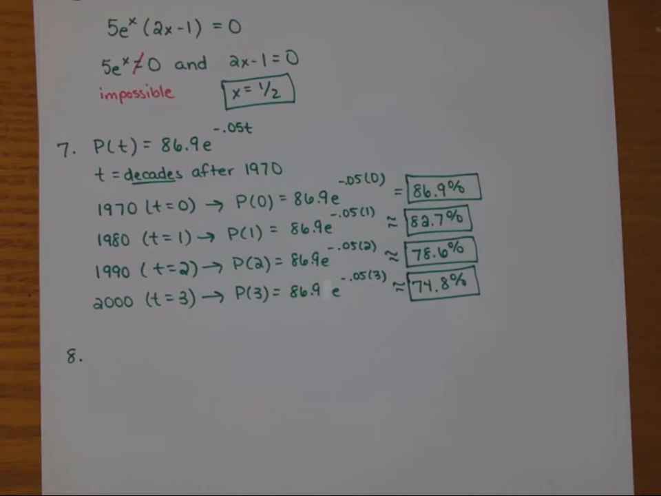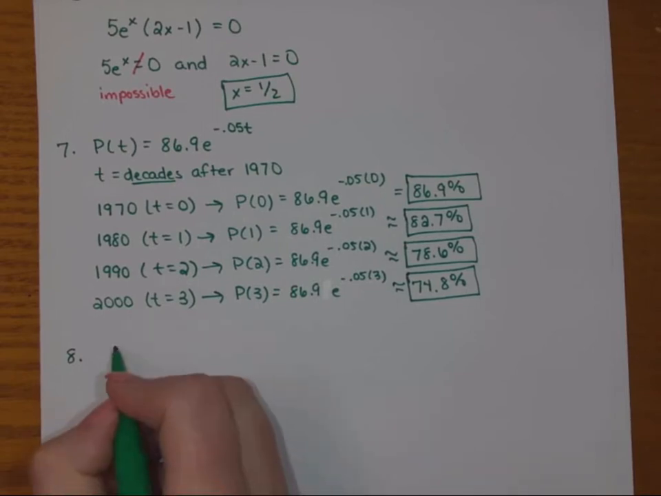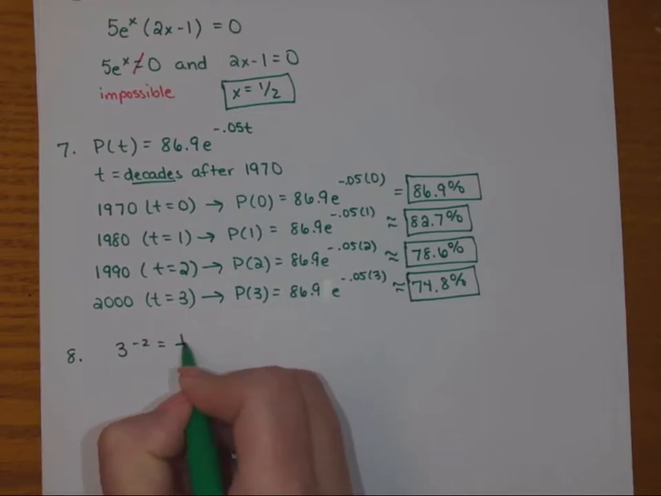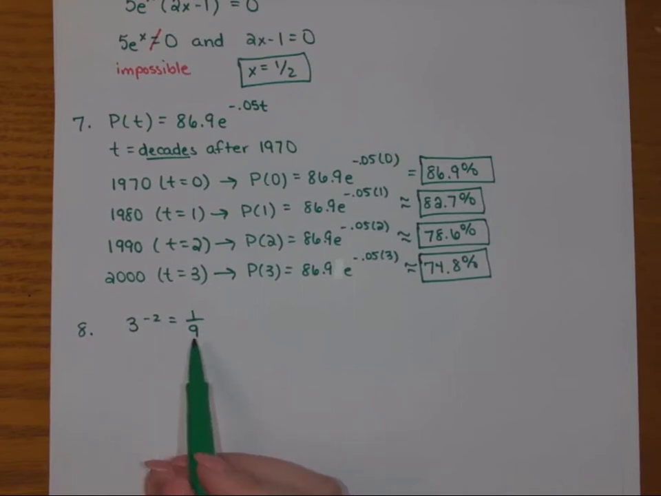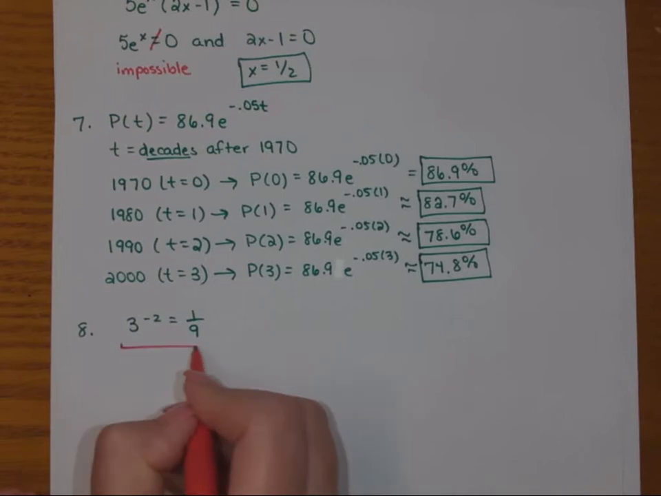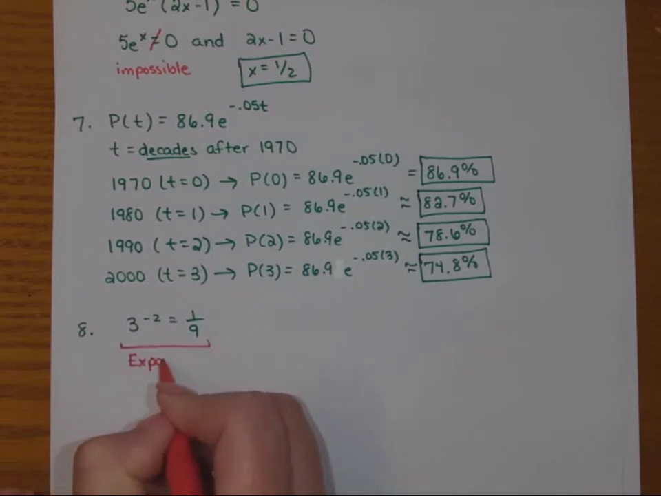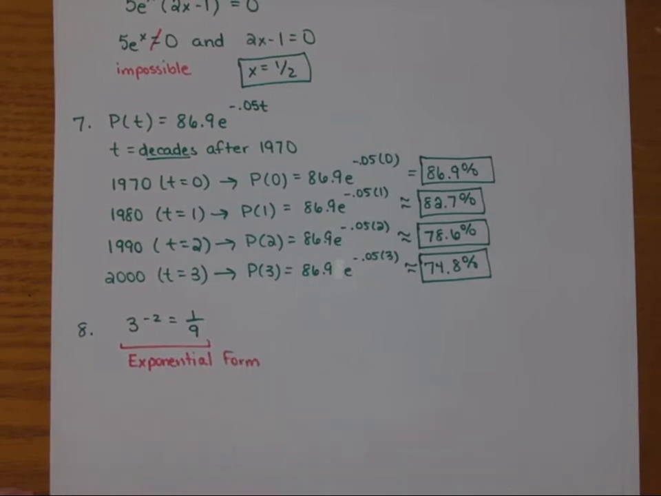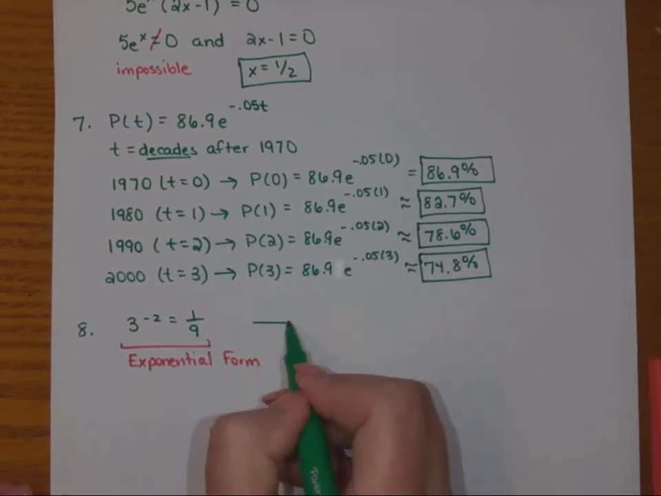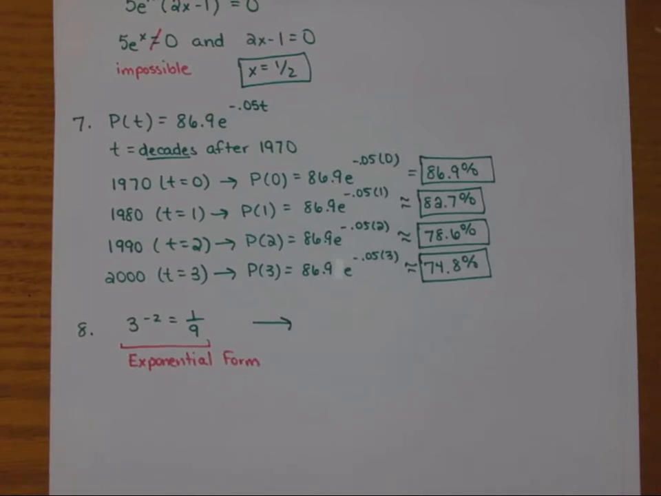All right, so number 8 is when we start talking about logarithms in some way, shape, or form. Number 8 says to rewrite this true exponential statement, because 3 to the negative 2 power is 1 over 9. A negative exponent means rewrite it as a fraction, so it's the same as 1 over 3 squared, and 3 squared is 9. So this is what we would call exponential form. All I'm asking you to do is rewrite it in logarithmic form, and you just need to know where things go.